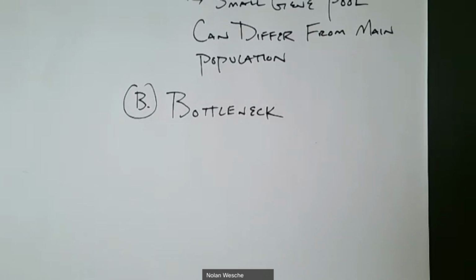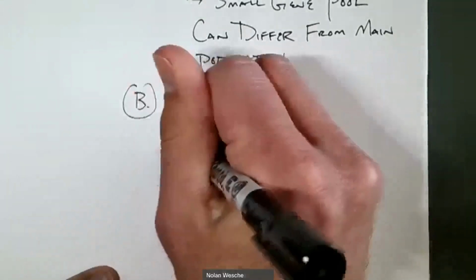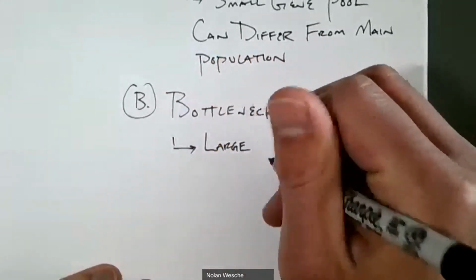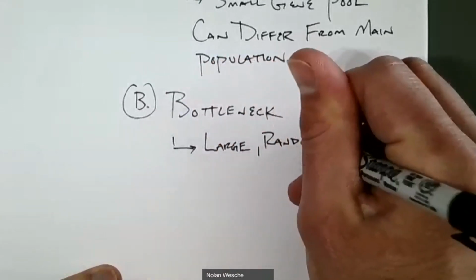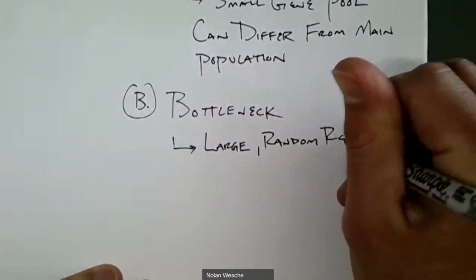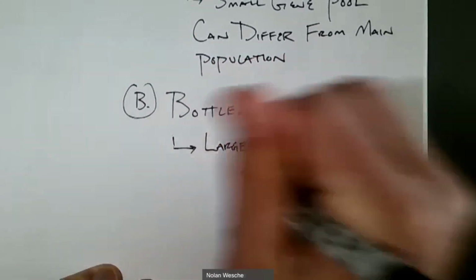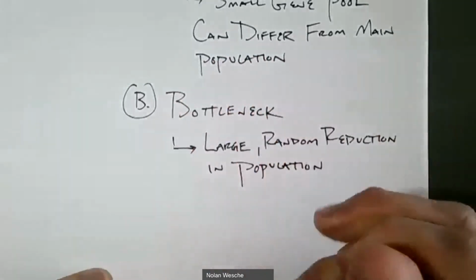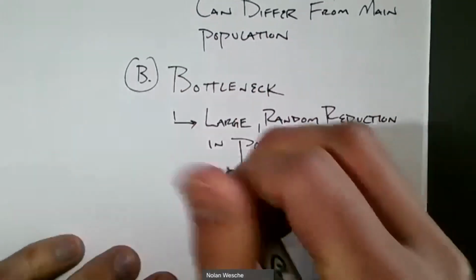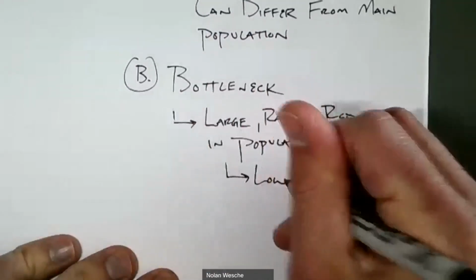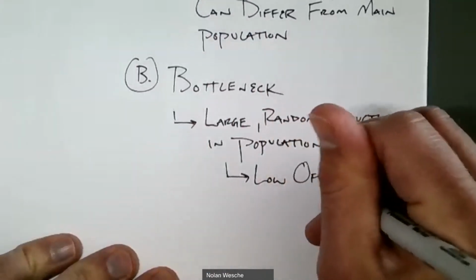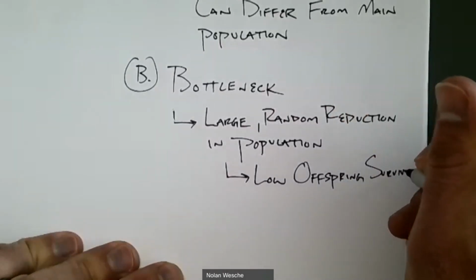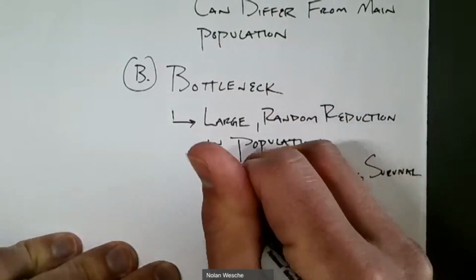And we also have low disease resistance, and we see that in the cheetahs. So we'll note some of these things here, that again, a bottleneck is a large random reduction in population. And again, what does this result in? It results in low offspring survival and low disease resistance.